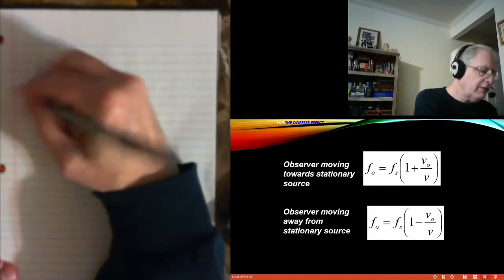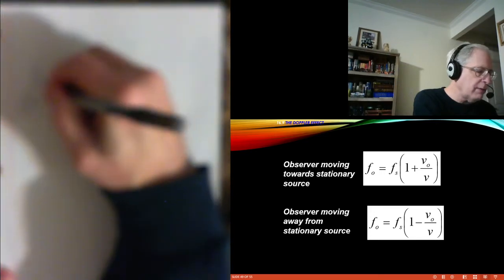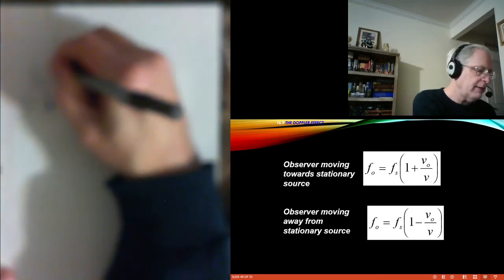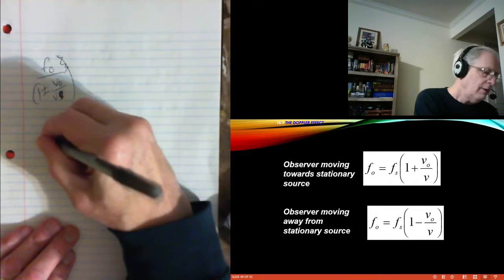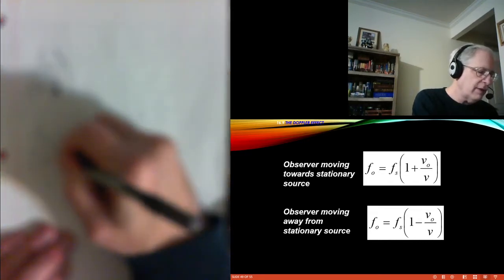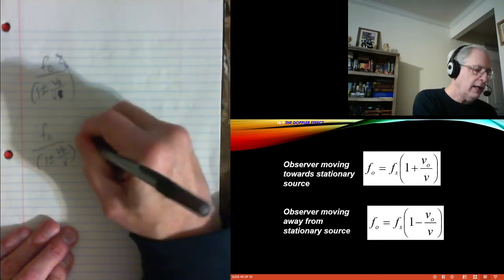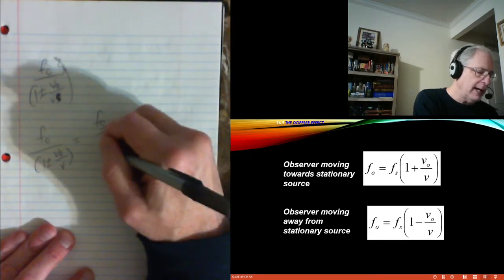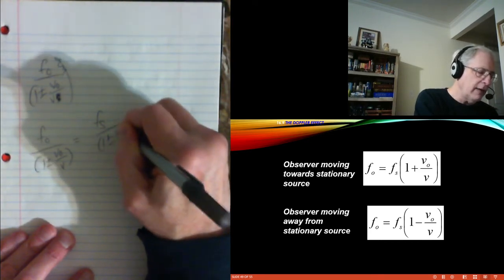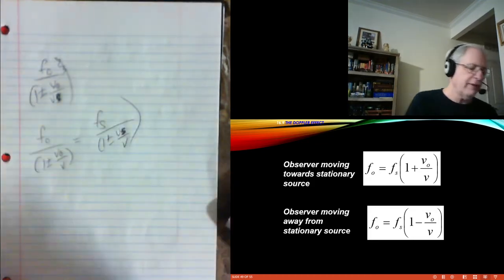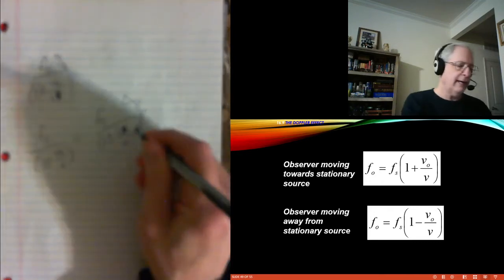The frequency of the observer divided by 1 plus or minus the velocity of the observer divided by the velocity of sound equals the frequency of the source divided by 1 plus or minus the velocity of the source divided by the velocity of sound. I keep messing that parenthesis up. I just can't get those parentheses right.